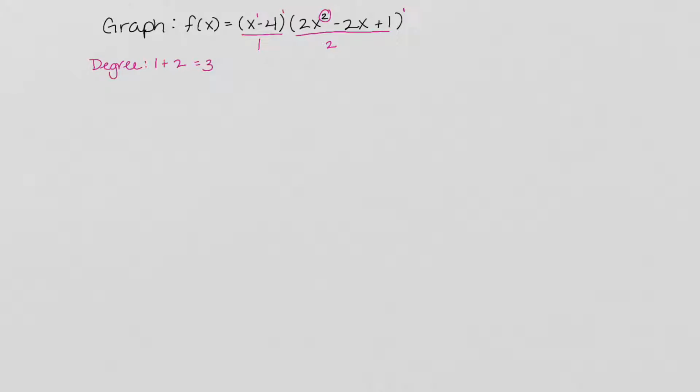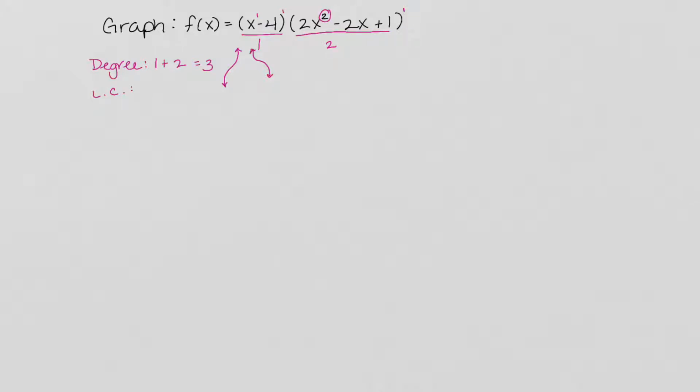And so that tells us the shape. Either this polynomial starts at the bottom left and moves to the top right, or it starts at the top left and moves to the bottom right. It's one of those two. And to figure out which one it is, we have to talk about the leading coefficient.